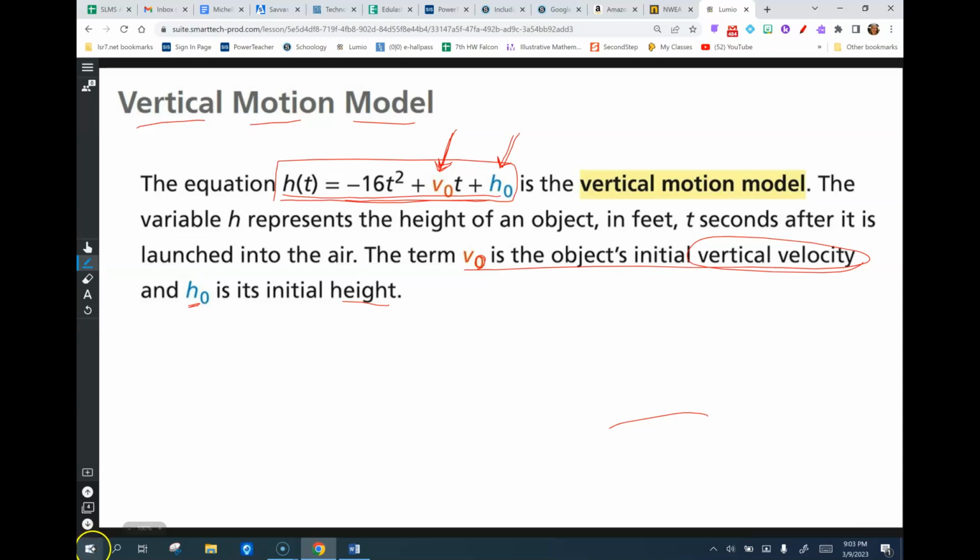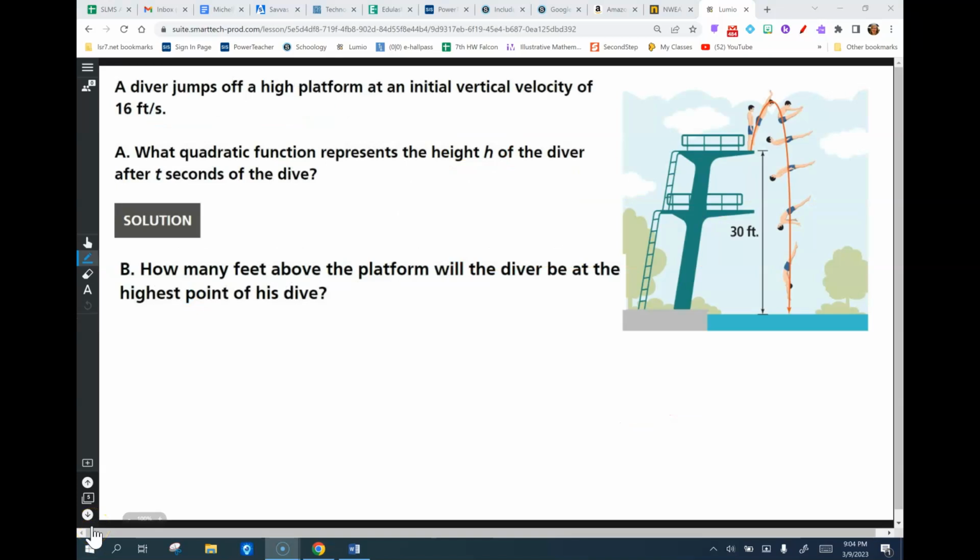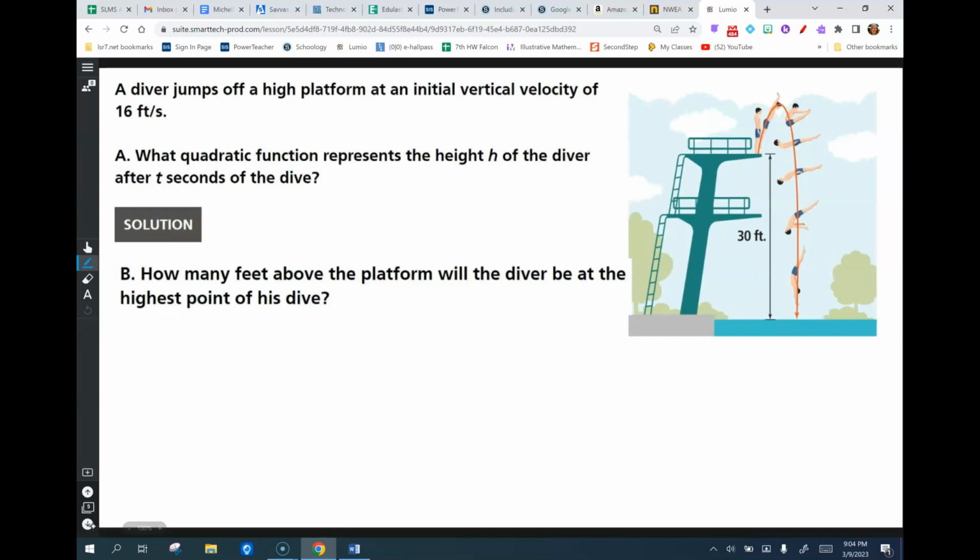Sorry about that. So, on our next problem, a diver jumps off of a platform at an initial vertical velocity of 16 feet per second. And the reason this is in here is because look at this picture. Look at this shape right here. You should recognize that. That's a quadratic.